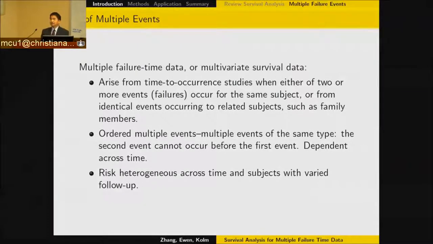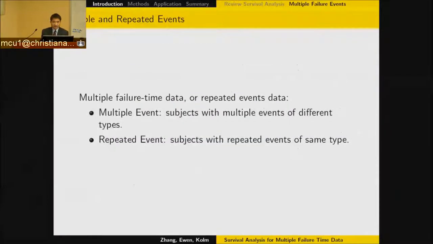Multivariate failure time data, or sometimes we call it multivariate survival data, arise from time-to-occurrence studies when two or more events, or failures, occur for the same subject, or from identical events according to related subjects, such as family members. In that case, we will take a family as a single unit. And also we can see the order of multiple events of the same type. Sometimes we can see the risk is heterogeneous across time and subjects. So subjects could have multiple events of different types, and sometimes repeated events of the same type, for example, repeated HF or AMI.